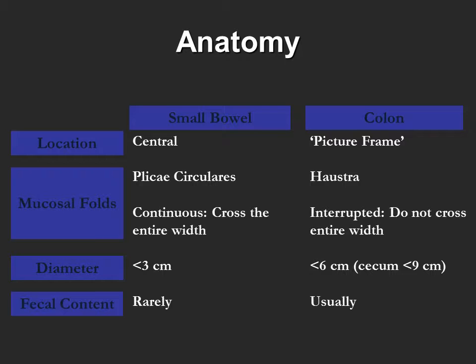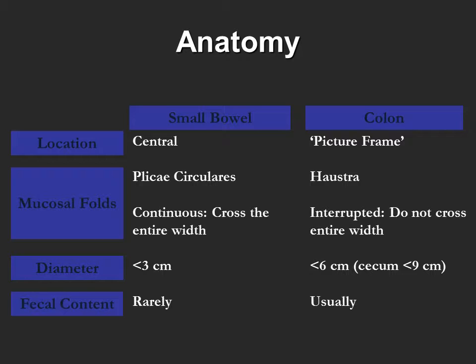The location of each bowel type differs, as the small bowel is located centrally and the large bowel is located peripherally and takes the form of a picture frame. The small and large bowel can also be distinguished most easily when dilated by their different mucosal markings. The small bowel has folds called plicae circulares, which cross the entire bowel width, whereas the large bowel has folds called haustra, which do not cross the entire bowel width. The small and large bowel also differ in diameter. A normal small bowel should measure less than 3 centimeters in diameter.